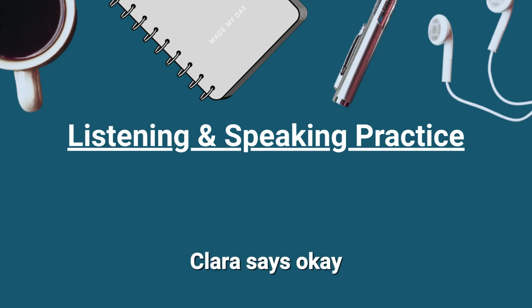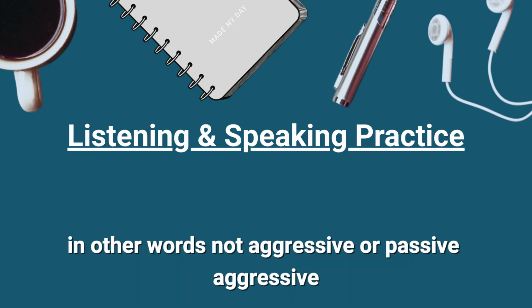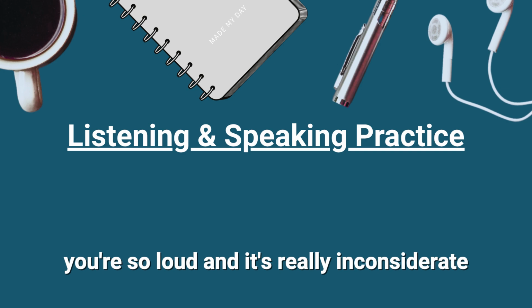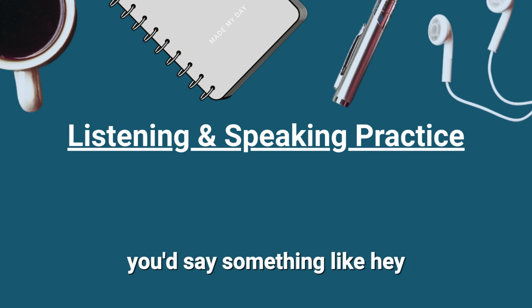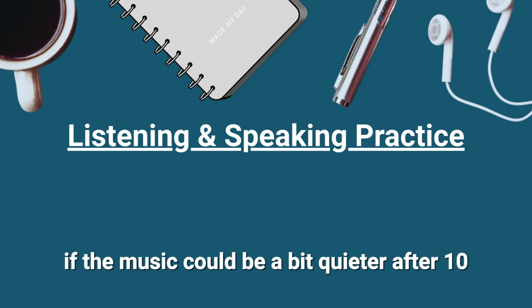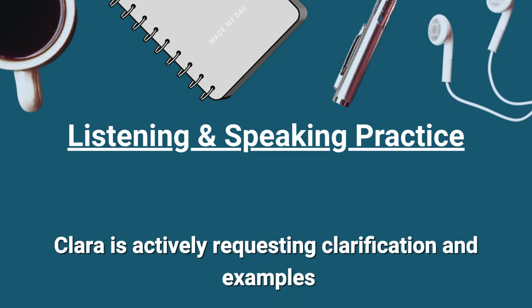Clara says, "Okay, I see. And by politely, what do you mean exactly?" Tom says, "I mean calm and respectful. In other words, not aggressive or passive-aggressive. Like, instead of saying, 'You're so loud and it's really inconsiderate,' you'd say something like, 'Hey, we have early mornings, and it would really help us if the music could be a bit quieter after 10. Would that be okay?'"